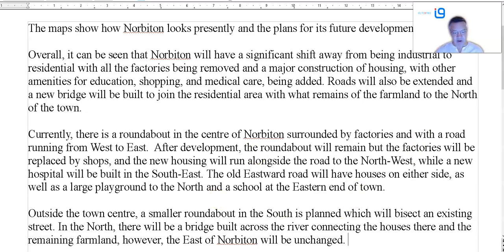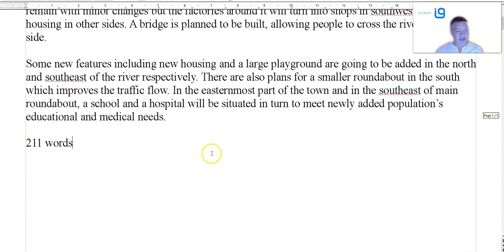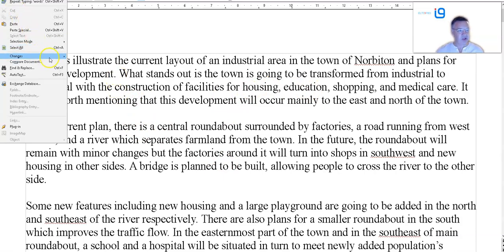Okay, now let's have a look at yours. So this one's 211 words. "The maps illustrate the current layout of industrial town Norwich plans for future development." That's good. We just put some changes on.